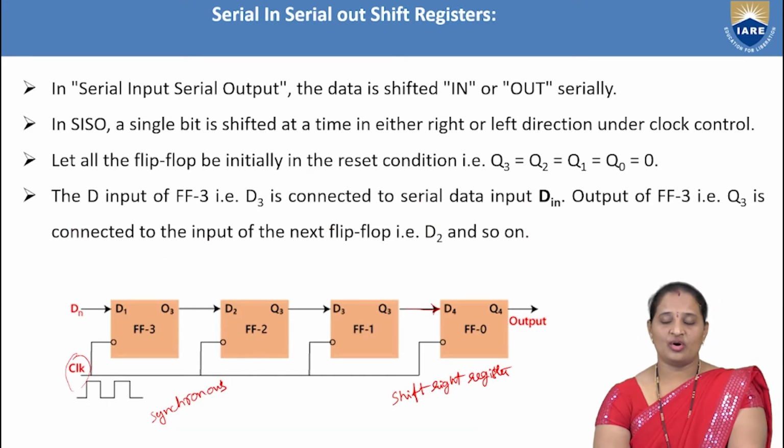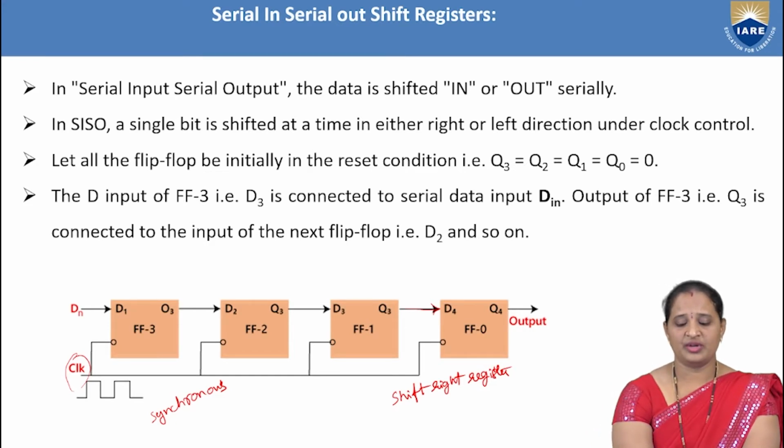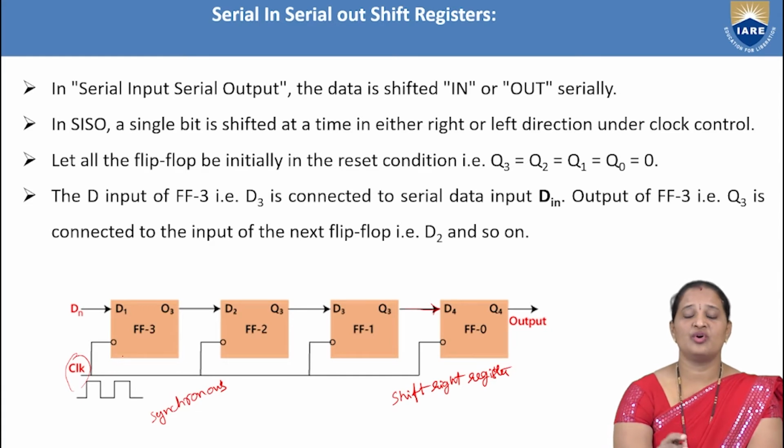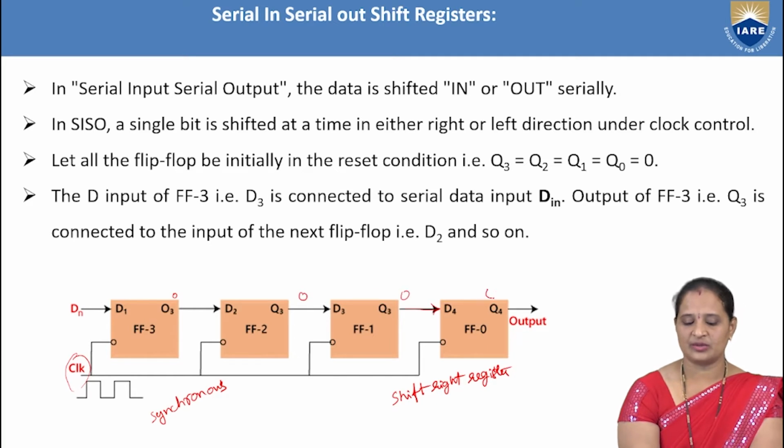Initially, whenever you are operating any sequential circuit, we need to reset the circuit. So, during the first clock pulse, what we need to do? We need to reset the flip-flops. That means we need to clear all the flip-flops here. That means the outputs of all the flip-flops must be made 0.